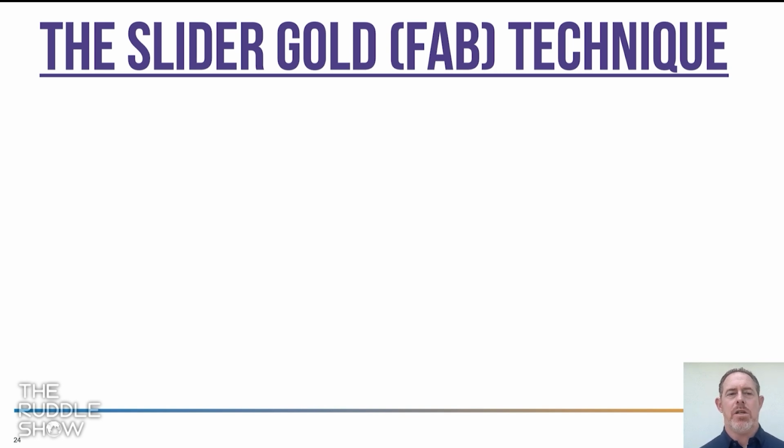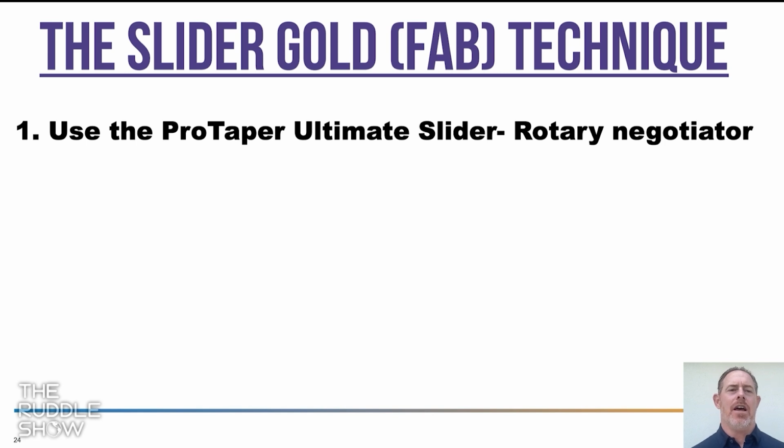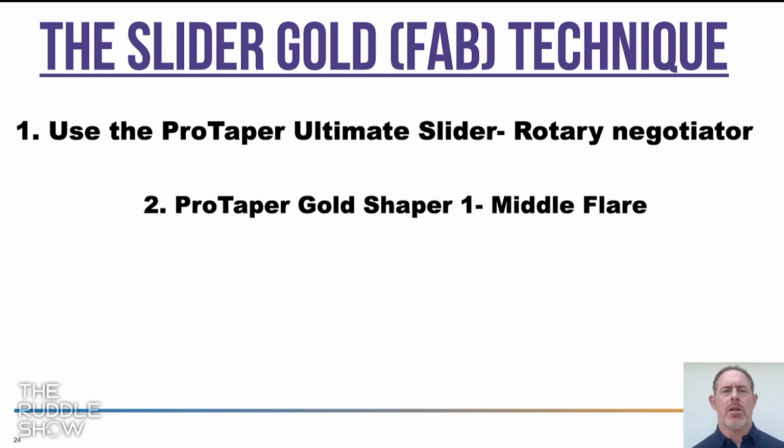But I've been doing this slider gold technique, or I call it the FAB technique, because it's just fast and beautiful. It's such a great technique. It's a hybridized technique. I hesitated to talk about this because it can be a little confusing, but it's just a hybridized technique where I start with the slider, I do my rotary negotiation, get my working length, get an open glide path.